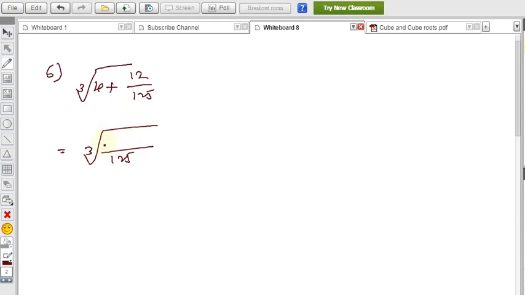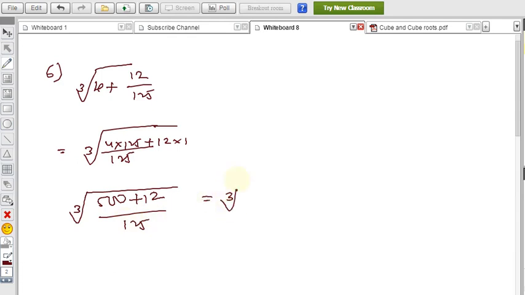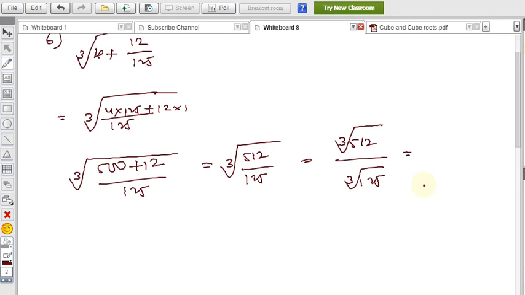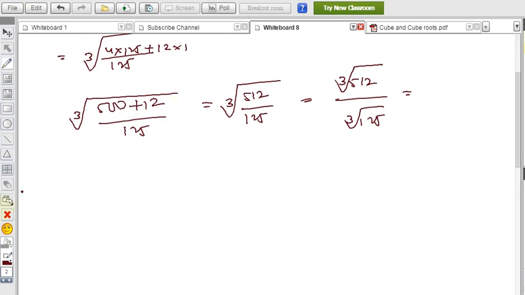4 into 125 plus 12 into 1. Cube root of 125 fours are 500 plus 12 by 125, cube root of 512 by 125. If you split, cube root of 512 by cube root of 125. Let us take the prime factorization for 512 and 125 separately. First 512.